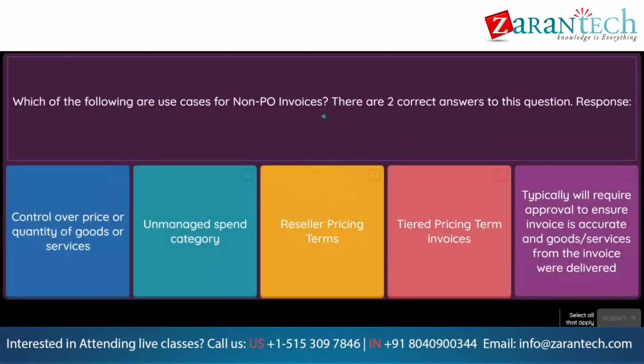Question: which of the following are use cases for non-PO invoices? There are 2 correct answers to this question. Response: Option 1, control over price or quantity of goods or services. Option 2, unmanaged spend category. Option 3, reseller pricing terms. Option 4, tiered pricing term invoices. Option 5, typically will require approval to ensure invoice is accurate and goods/services from the invoice were delivered.